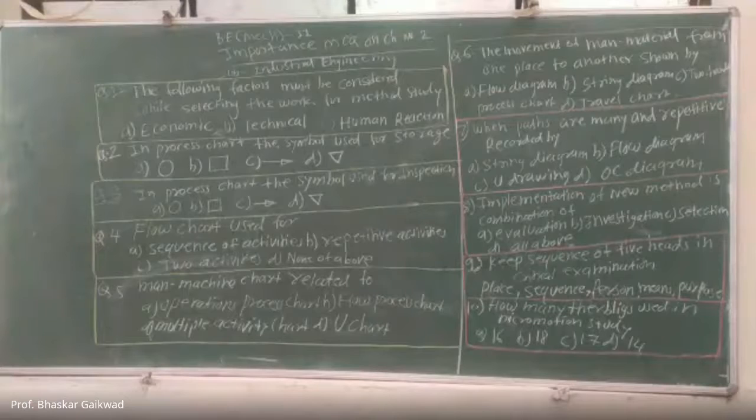Then question number 4 is there. A flow chart is used for sequence of activities, or repetitive activities, or two activities, or none of them. Whenever the sequence of activities is there, means once the operation is over, then we have to go to the next operation. For this purpose, we require flow charts.